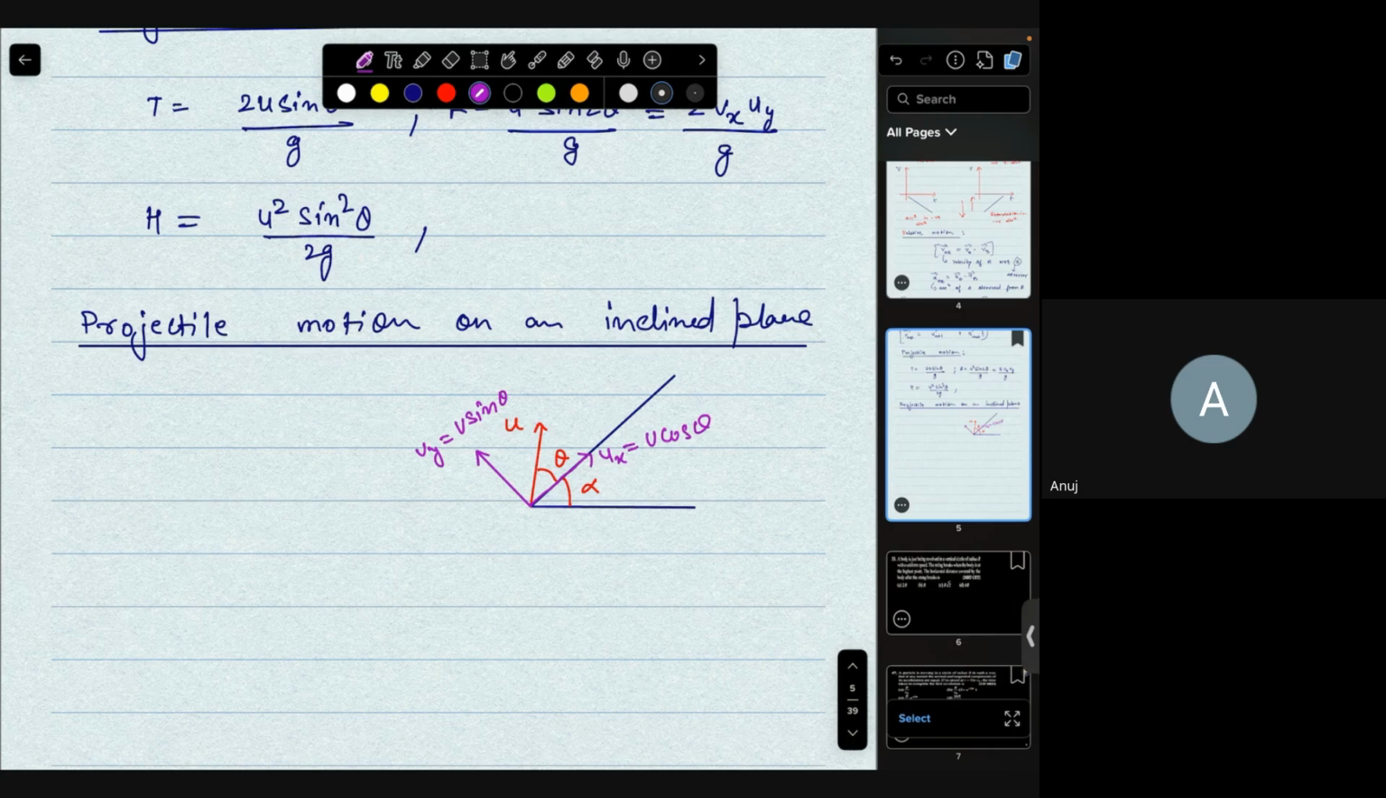Now we have changed the coordinates according to the inclined plane, so we have to see the gravitational acceleration also. That means g is in this direction. If you want to break it according to the chosen Cartesian coordinates, this will be g sine alpha, and this will be g cos alpha. Okay.